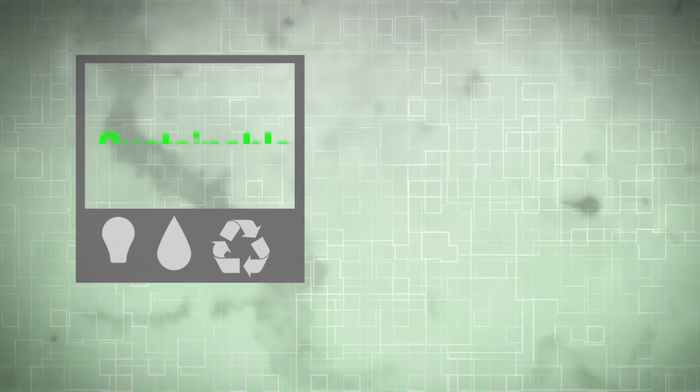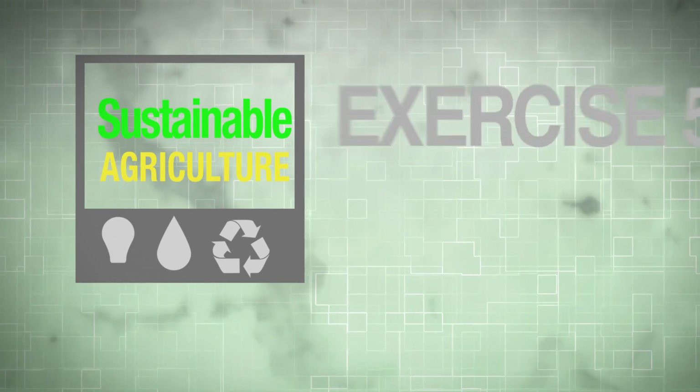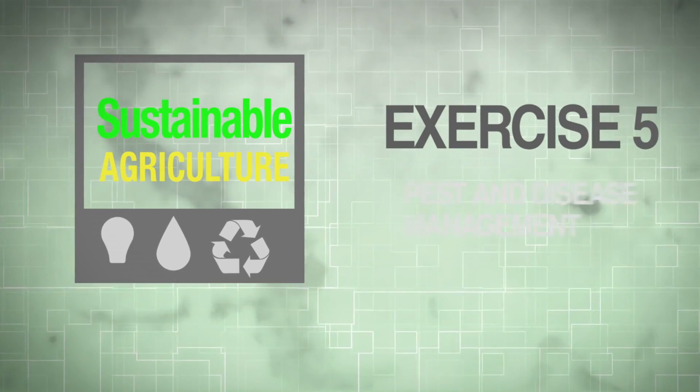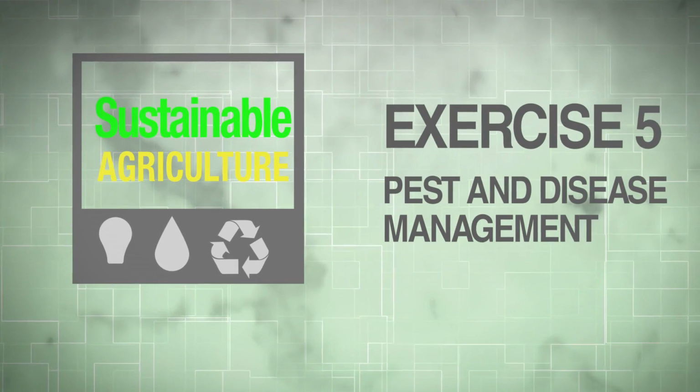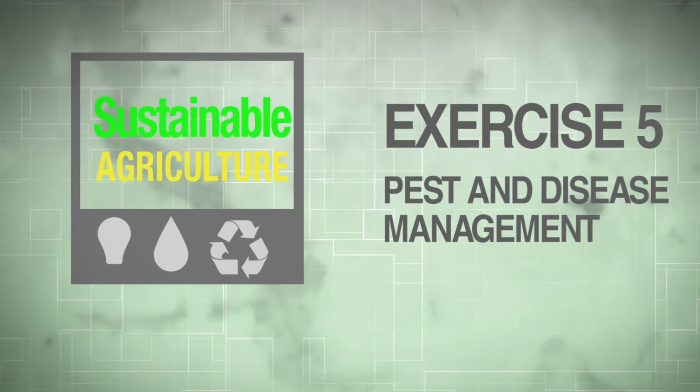At this point in time, we will do an exercise on pest and disease management. Now, think of a typical selection of about 10 to 15 crops in small farms in your area. Consider staple crops, fruits, vegetables, legumes, and crops with high market value.